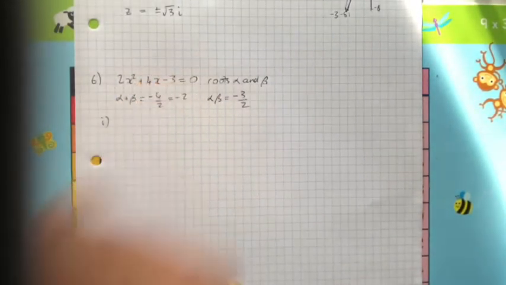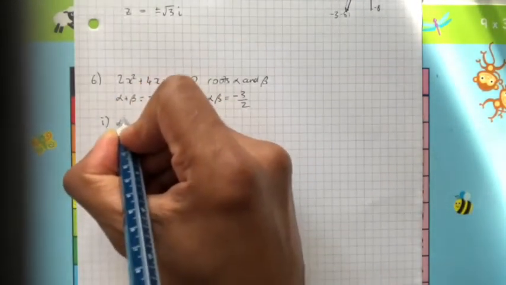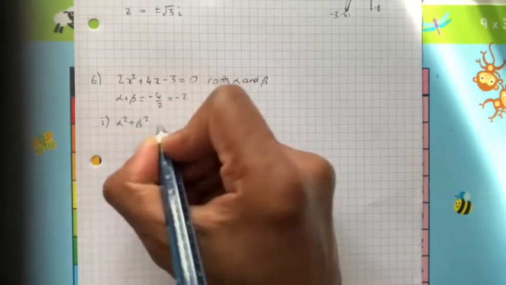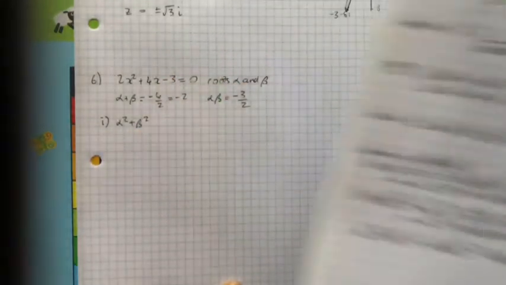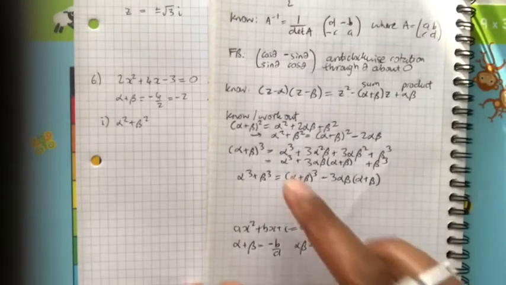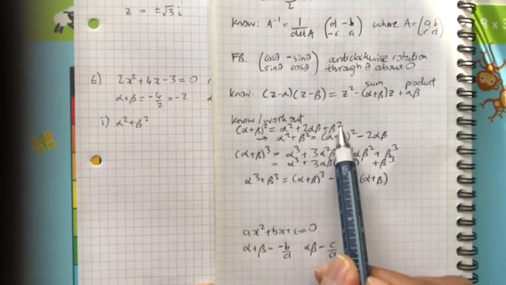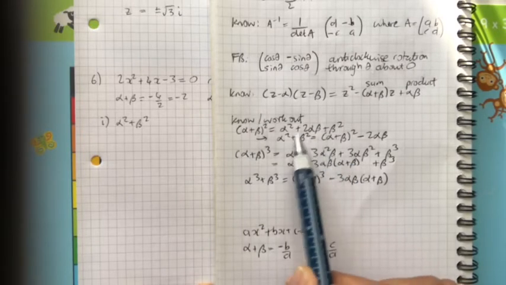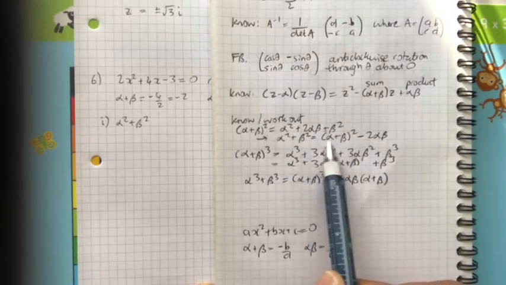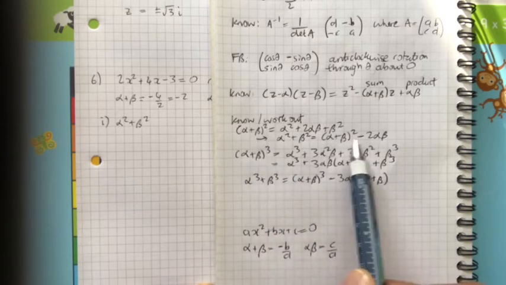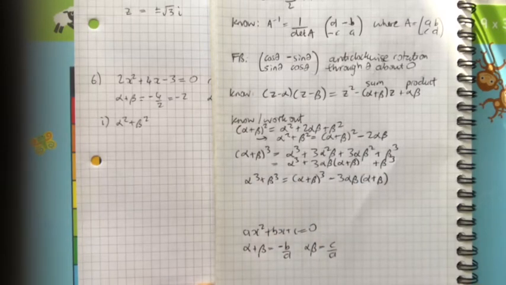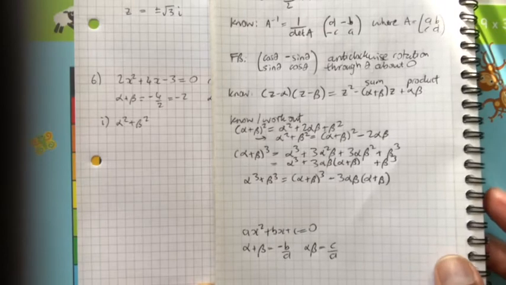So in part 1, they ask us to find alpha squared plus beta squared. So again, something you can work out. So alpha plus beta squared gives that. If we rearrange that to make alpha squared plus beta squared the subject, it's that, take away that. So it's equal to alpha plus beta squared minus 2 alpha beta.